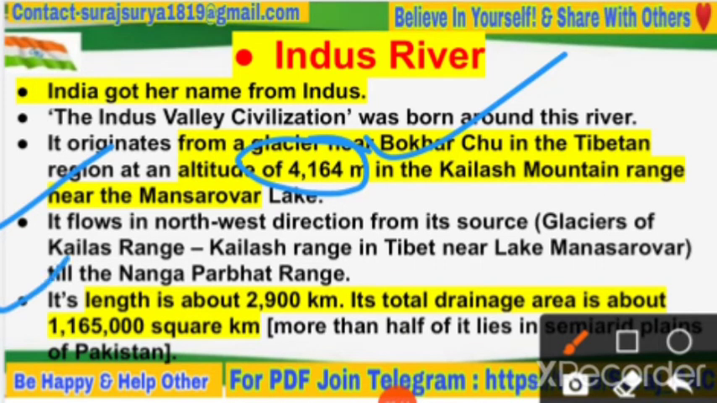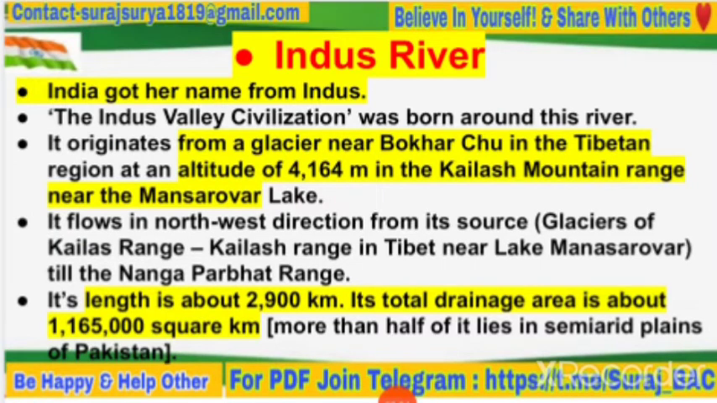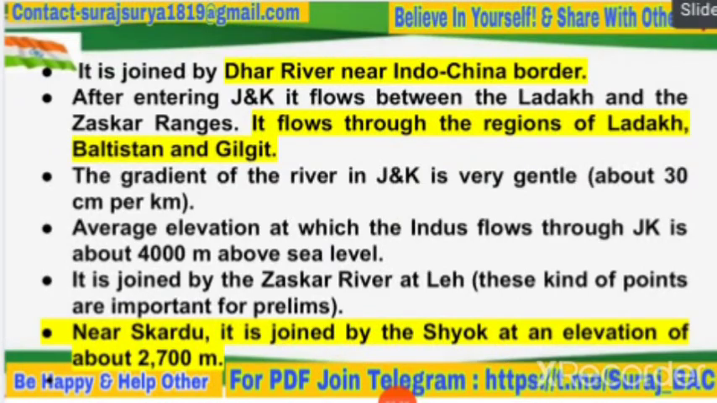If you talk about the complete length of the Indus, as I have explained, it is approximately 2880 kilometers. But if you consider the complete length from apex to bottom, it is approximately 2900 kilometers, and its total drainage area is about 1,16,05,000 square kilometers, which mostly comes in the semi-arid plains of Pakistan. We will be discussing the important places from where the river passes into the Arabian Sea, and that comes in Pakistan.